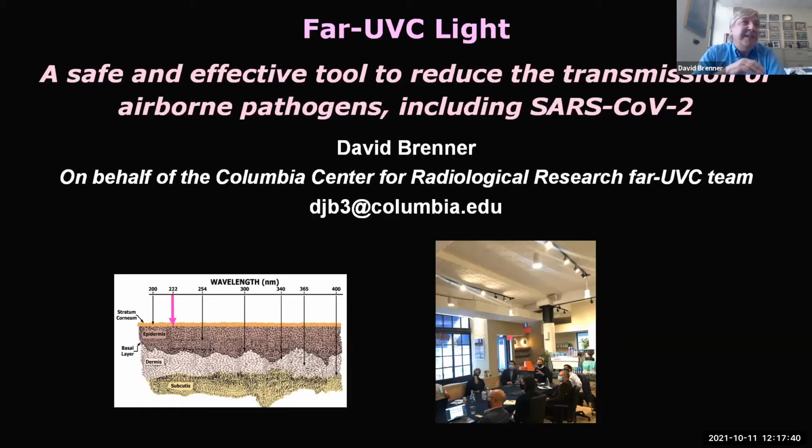As you see from the first slide, I want to talk about a good tool for what we hope is reducing the risk of transmission of airborne pathogens, and of course, specifically SARS-CoV-2, but would also apply equally well to influenza, for example.